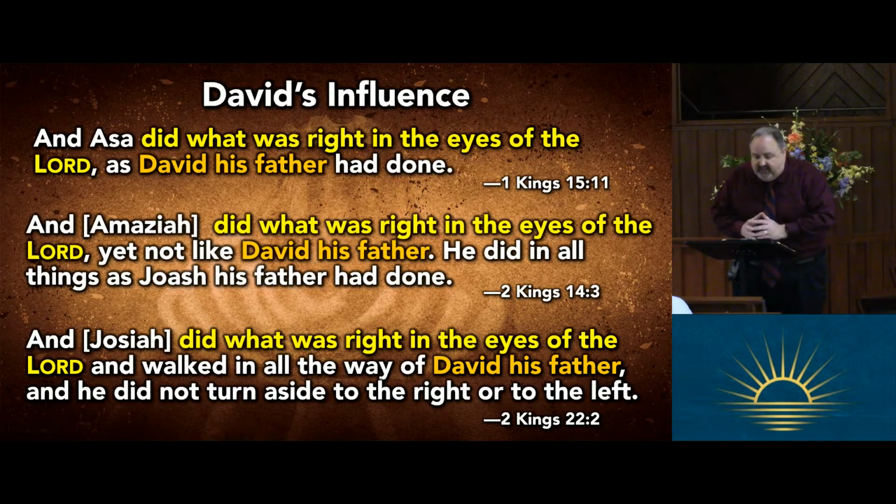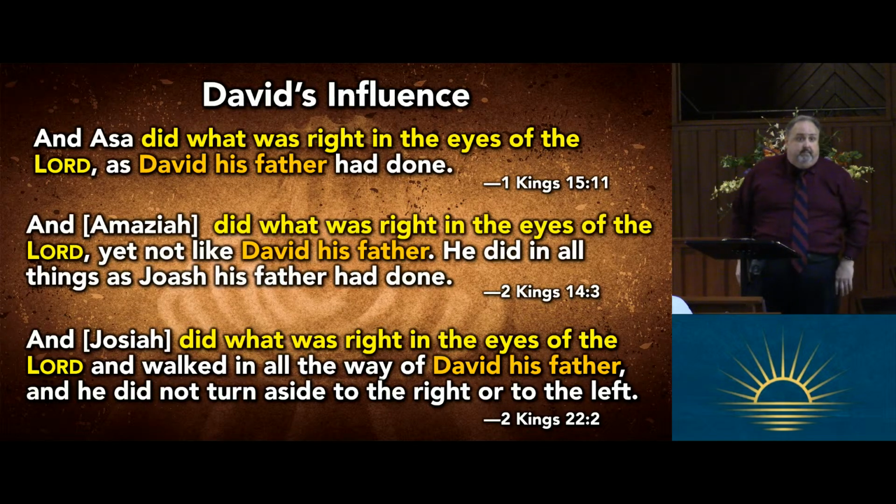1 Kings 15, verse 11. Talking about Asa, Rehoboam, Abijam, Asa. So the third king of the divided kingdom of Judah. Asa did what was right in the eyes of the Lord, as David his father had done. Ding, there's one of them, Asa. I'm not going to go through all of them. 2 Kings 14, verse 3, Amaziah did what was right in the eyes of the Lord. All right, good for Amaziah, otherwise known as Uzziah. Yet not like David his father. He did in all things as Joash his father had done.